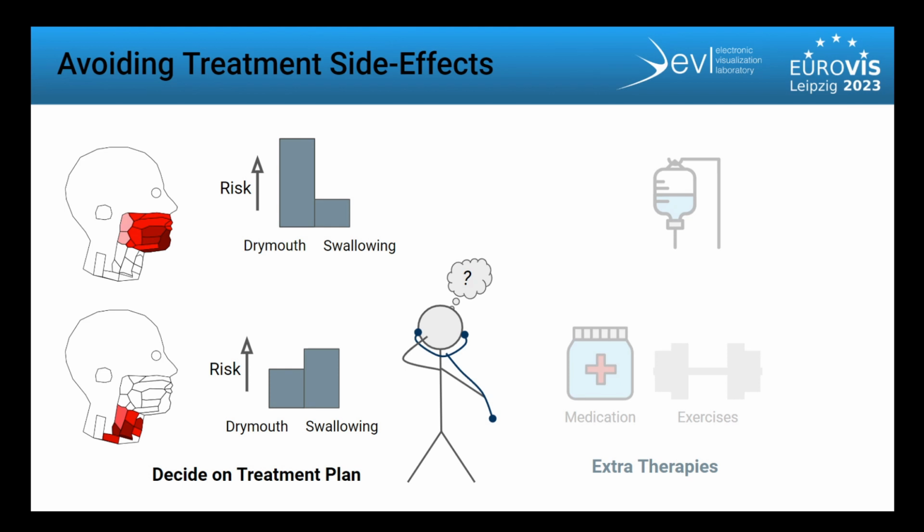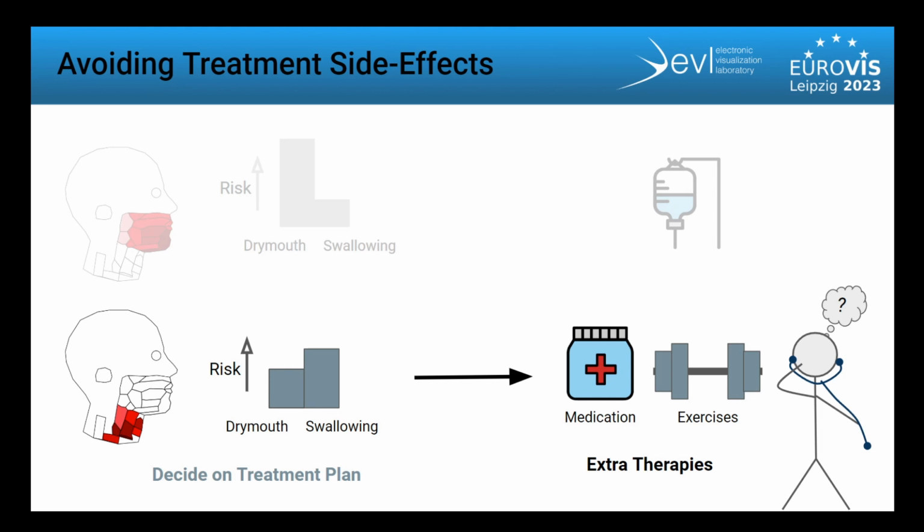Imagine Dr. Anderson is deciding on a treatment plan for their patient. While all treatment plans may have equal chance of tumor control, each treatment may result in higher risks of side effects such as dry mouth or swallowing problems. If Dr. Anderson knew the patient's risk of developing specific side effects, they would be able to give the patient additional preventative therapy to help ease or prevent side effects before they become permanent or serious.